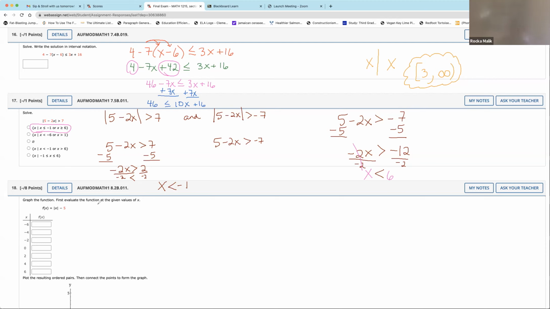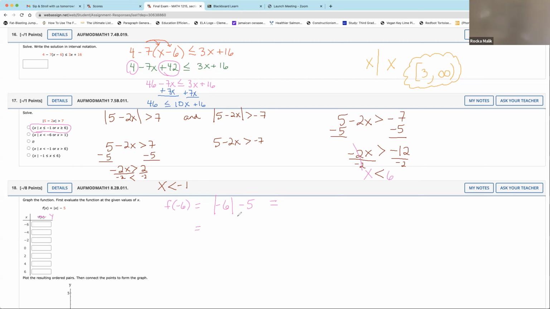Graph the function. First, evaluate the function at the given values of x. That's the only way I'm going to get the points. When I put in a number for x, like negative 6, that's me saying f of negative 6, the function evaluated at negative 6. So I put in negative 6 for the x: absolute value of negative 6 minus 5. Whatever I get is going to be my y, and this is the y that'll give me the point.